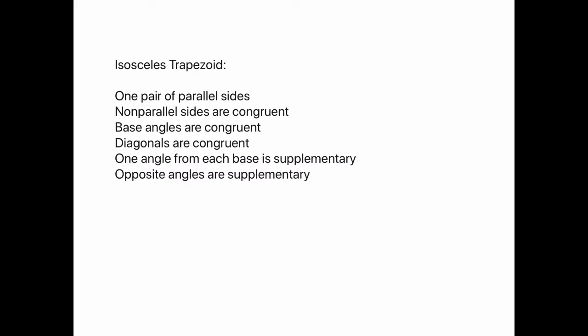A trapezoid just has one pair of parallel sides, but an isosceles trapezoid has that same one pair of parallel sides. Their non-parallel sides are congruent. Both sets of base angles are congruent. Their diagonals are congruent. One angle from each base is supplementary, and opposite angles are supplementary.